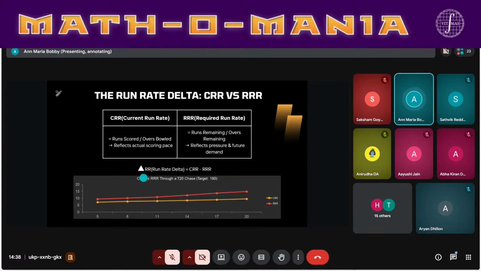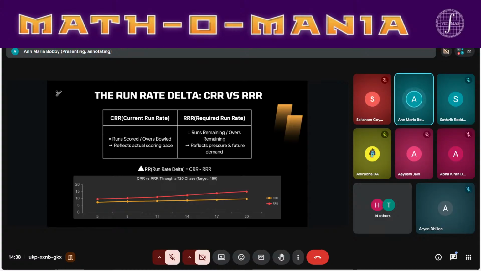Now we compare. Here we have delta RR, which means run rate delta is equal to CRR minus RRR. A negative delta, that is if required run rate is greater than current run rate, means the batting team is behind. So the bowling team is right now in control. And if it's zero delta, that is if current run rate is equal to required run rate, this shows that the match is perfectly level. That means the required run rate and current run rate are equal.